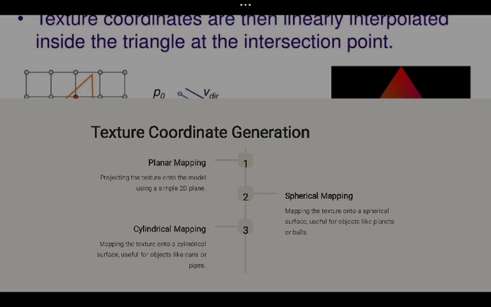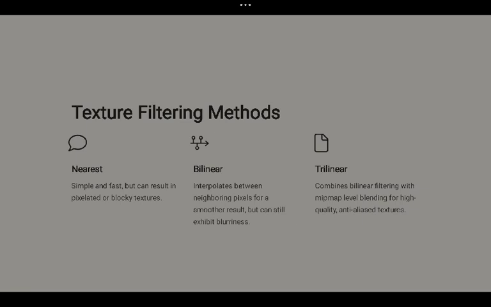Texture coordinate generation. Texture coordinate generation is of three types: planar mapping, spherical mapping, and cylindrical mapping. In planar mapping, the texture is projected onto the model using a simple 2D plane. In spherical mapping, the texture is mapped onto a spherical surface, which is useful for objects like planets or balls. In cylindrical mapping, the texture is mapped onto a cylindrical surface, which is useful for objects like cans or pipes.